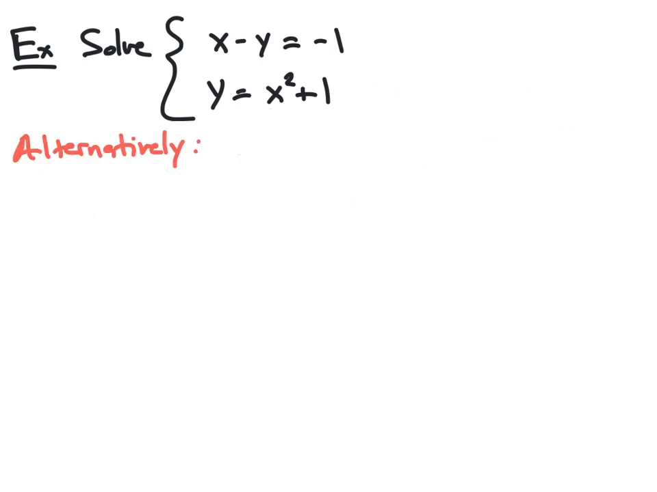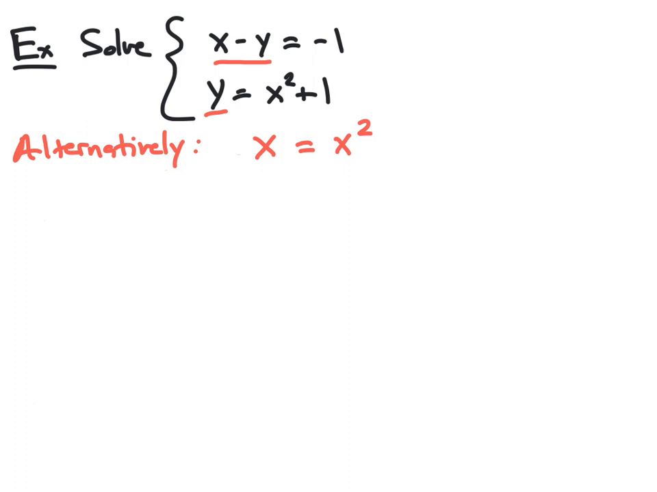Before looking at a different example, let's look at an alternative way we could have solved this system by using elimination. Notice that in this particular system, the left-hand sides include x minus y and y. And so if we simply add the equations together, the negative y and y will cancel. And so by adding our two equations together, the left side will be x minus y plus y, which will be x, and the right side will be negative 1 plus x squared plus 1, which will be x squared.